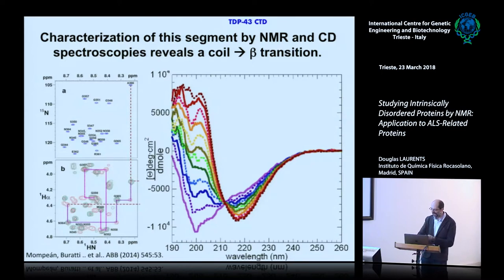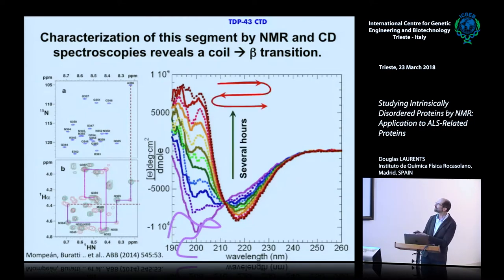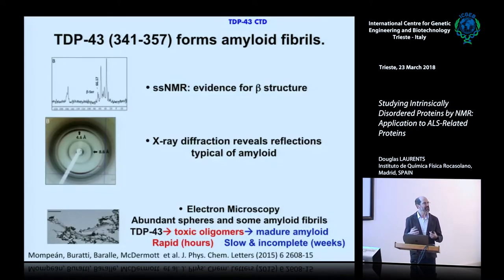However, over time, this peptide that starts out as a random coil, you can follow its conversion over several hours into a structure that has the red CD spectra. This is using CD spectroscopy. You begin with the purple curve, which is a random coil, and over several hours it will transform into another spectrum shown in red, which has all the hallmarks of being a beta sheet. So we know this is a beta sheet, and we wanted to get more information about what the actual structure would be. Using solid-state NMR, we got a little bit of evidence for beta sheet structure.